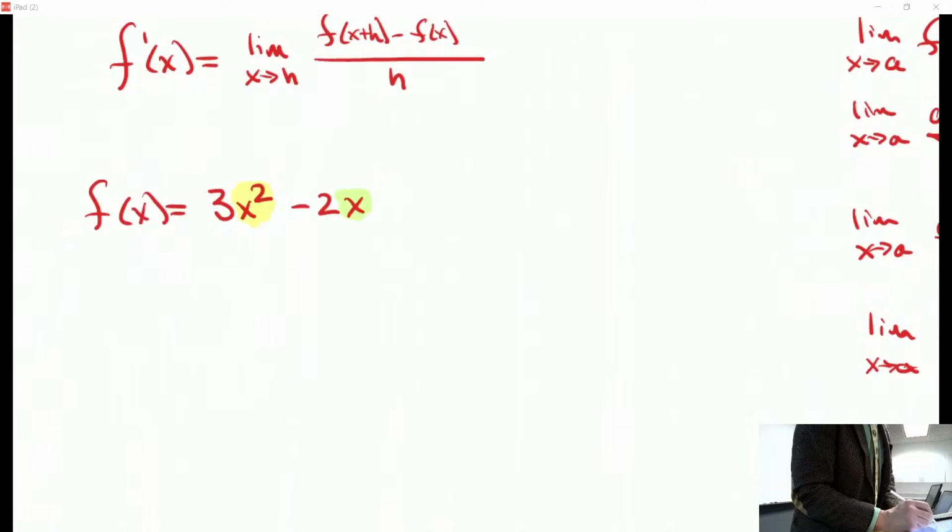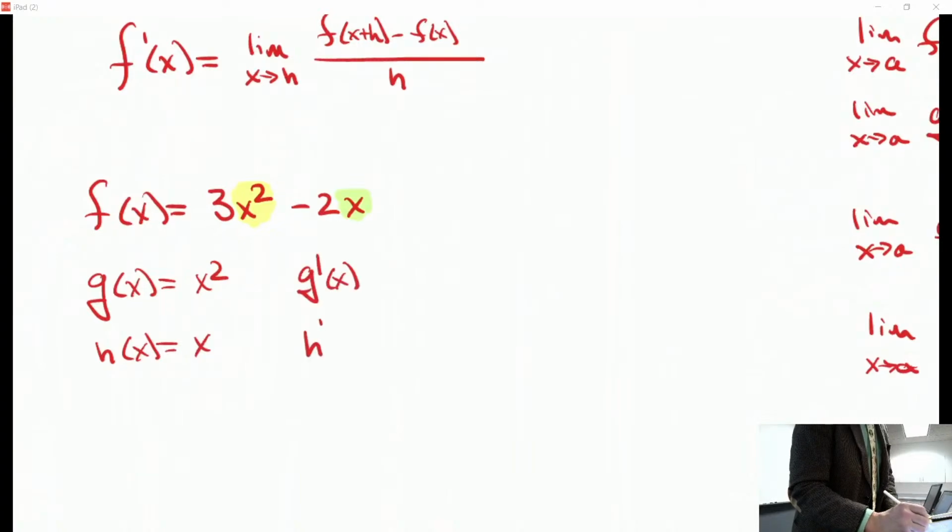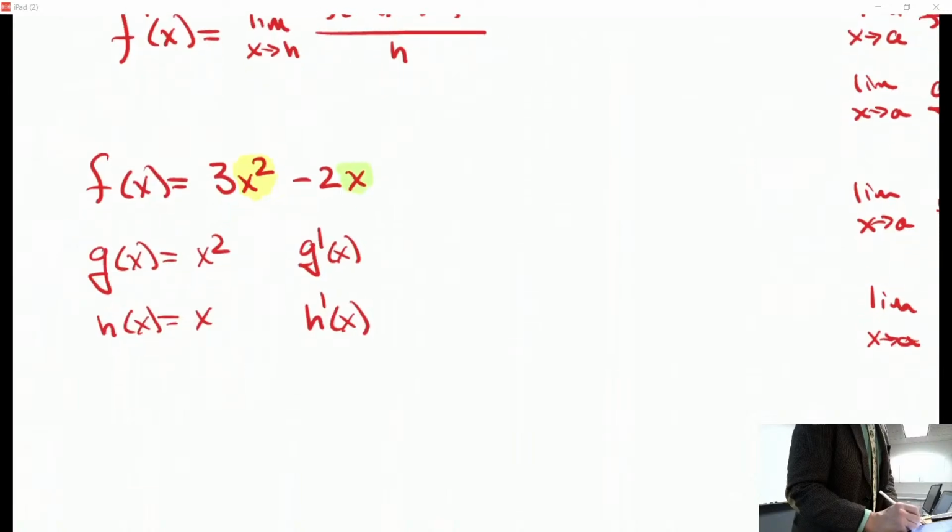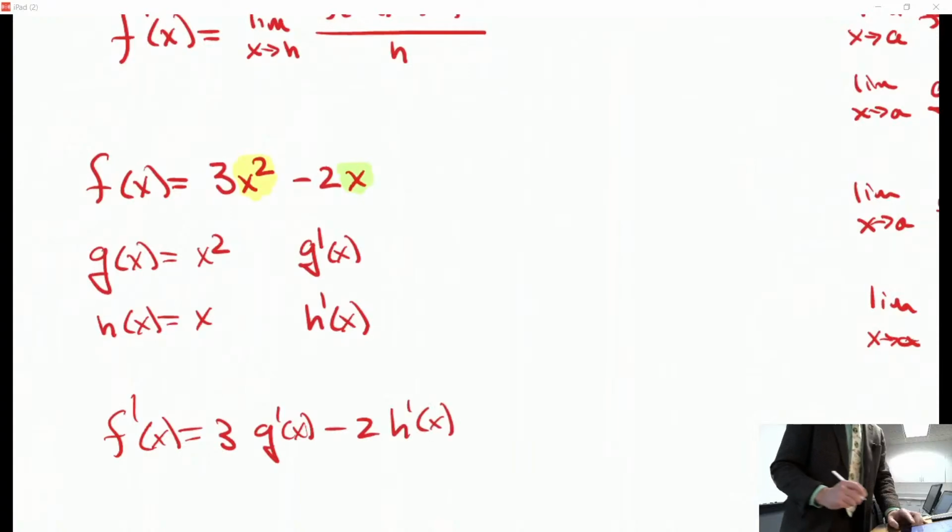So I could do this. We're not going to actually formally write these like this, but I could say g of x is equal to x squared, h of x is equal to x, find g prime of x and h prime of x. And then we know that f prime of x will be 3 times g prime of x minus 2 times h prime of x. In other words, it simplifies things, because it would be a lot easier to find the derivative of g of x rather than the derivative of f of x. F of x is complicated. G of x is simple.